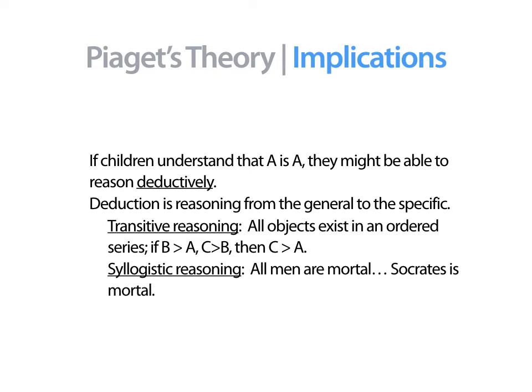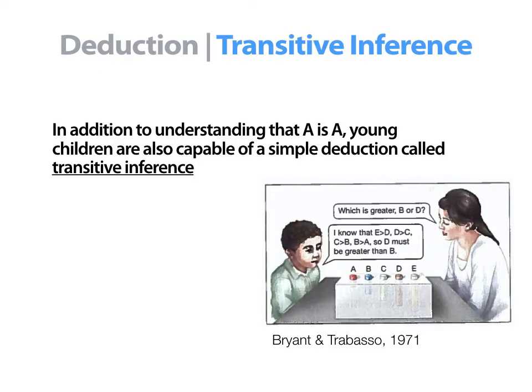We also see deduction in syllogistic reasoning. The very first example I gave you, all men are mortal, Socrates is a man, therefore Socrates is mortal, is a syllogistic deduction. Well, how well do people do on these problems? Can children solve these deductive reasoning problems? Well, if we look at transitive inference, we find that young children who Piaget would have classified as pre-operational are capable of engaging in transitive inference.